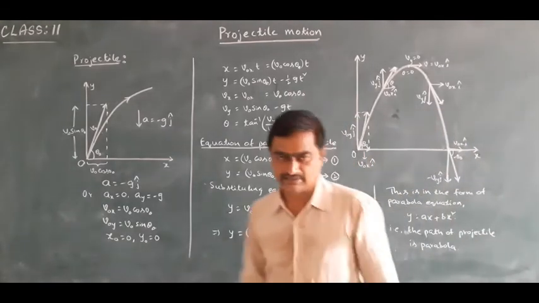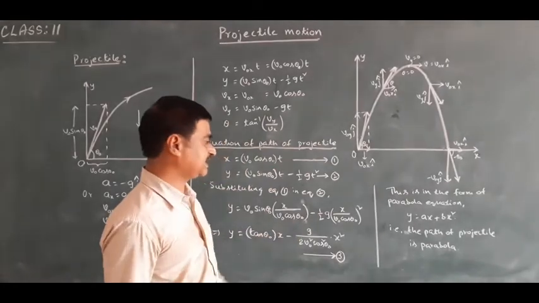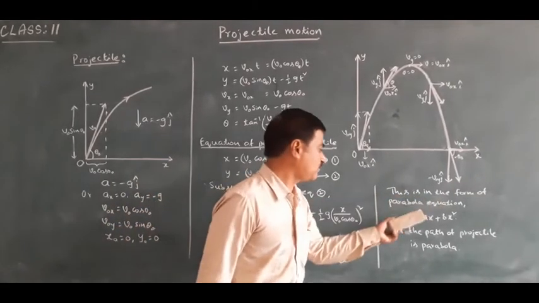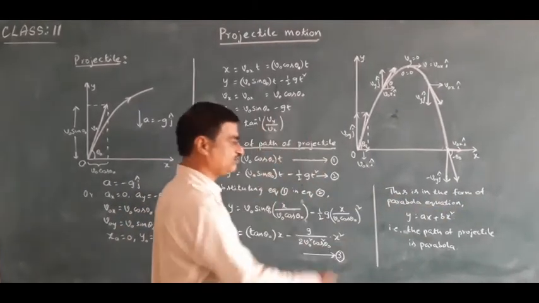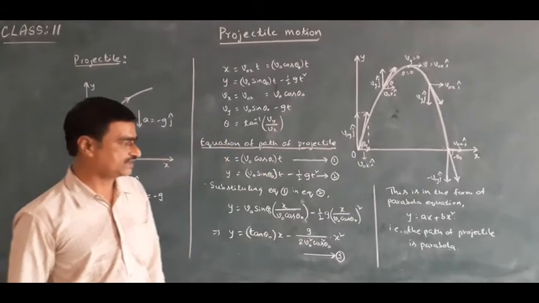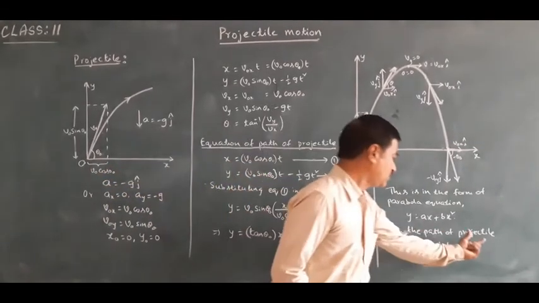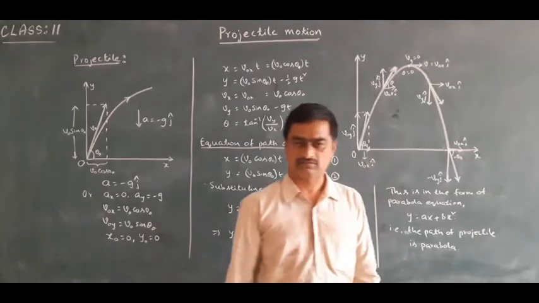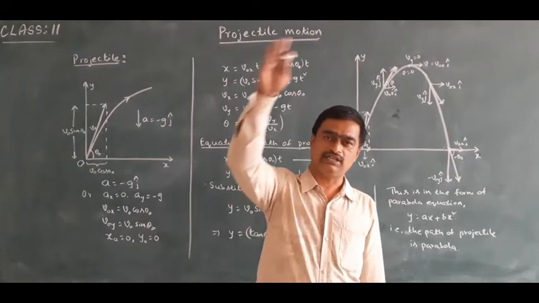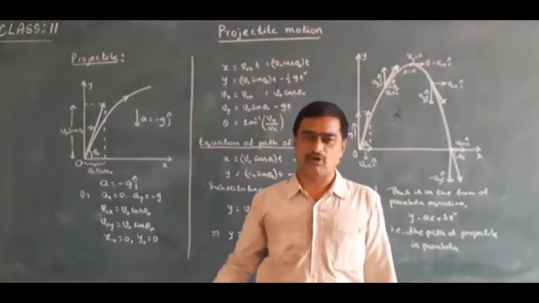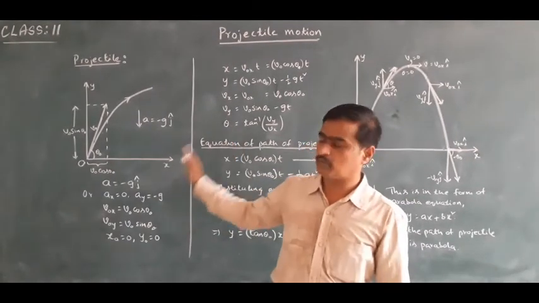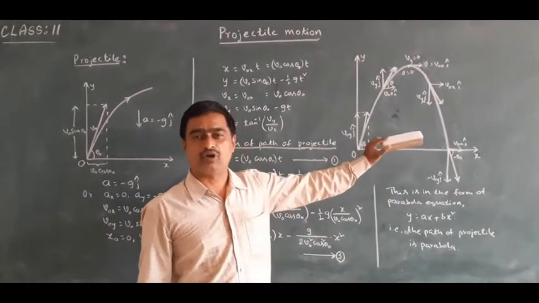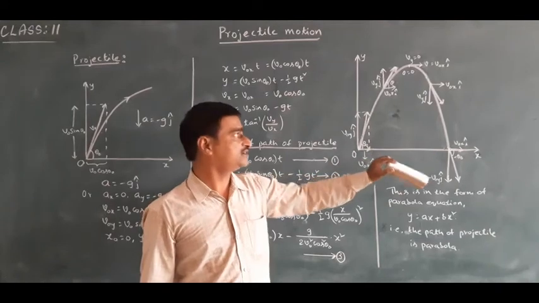Now, if you see this equation, this is in the form of a parabola equation: y is equal to kx plus bx square. That is, the path of a projectile is a parabola. It is going to have a path similar to the parabola. That is, the path of a projectile is a parabola. We have to understand so many things.